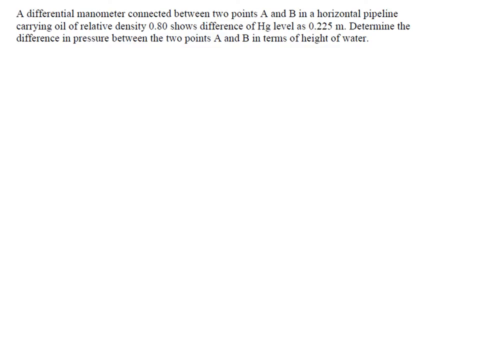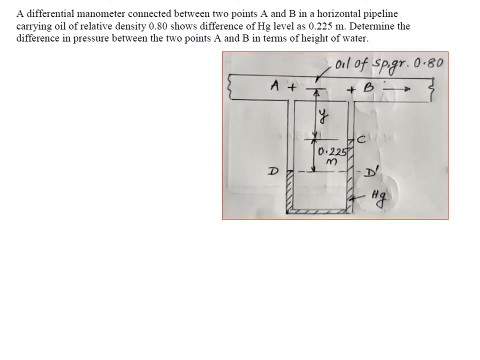In the last problem, the difference of pressure was given. In this problem, we are required to find the difference of pressure, but the difference in the mercury level is given. Now here the oil is flowing, and there are two points where we are connecting.